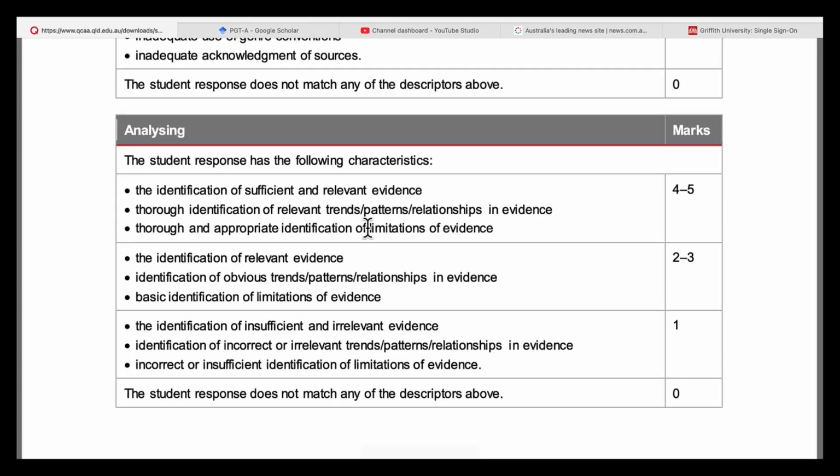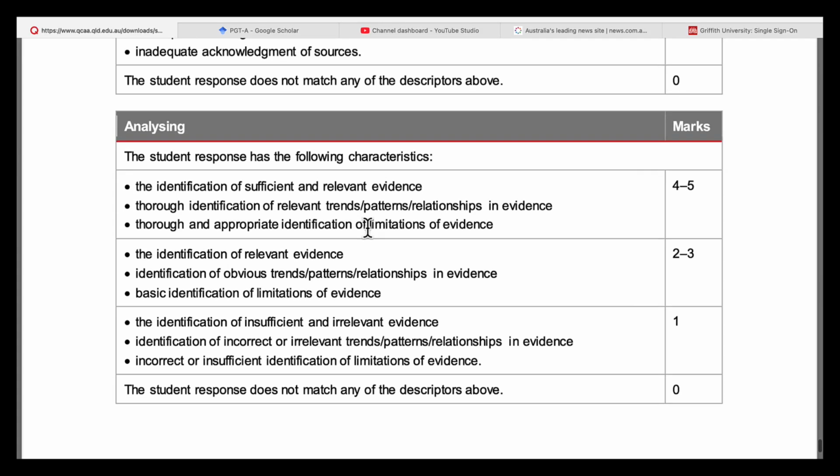All right, so let's have a look at the evidence section of the research investigation. So everybody should be able to get 5 out of 5 for this. I think this is the easiest part. Firstly, you need to have sufficient and relevant evidence.